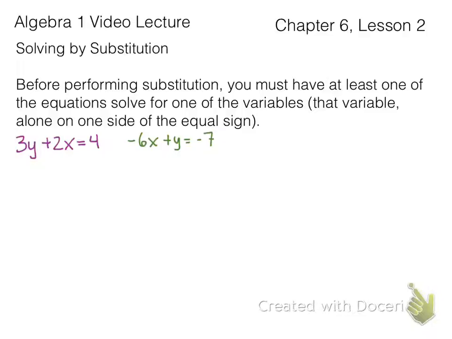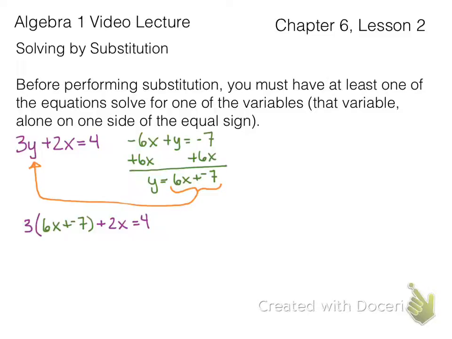Okay, so let's do some substitution by first getting something by itself. I'm going to get y by itself, and I think I'm going to go with the green equation on the left. So I'm going to add 6x on both sides, which gets y by itself. Y equals 6x plus negative 7. I'm going to replace y with that part of my equation. So I now have 3 times 6x plus negative 7 plus 2x equals 4. Distribute. I'm going to get 18x plus negative 21 plus 2x equals 4. Combine like terms. That's 20x plus negative 21 equals 4.